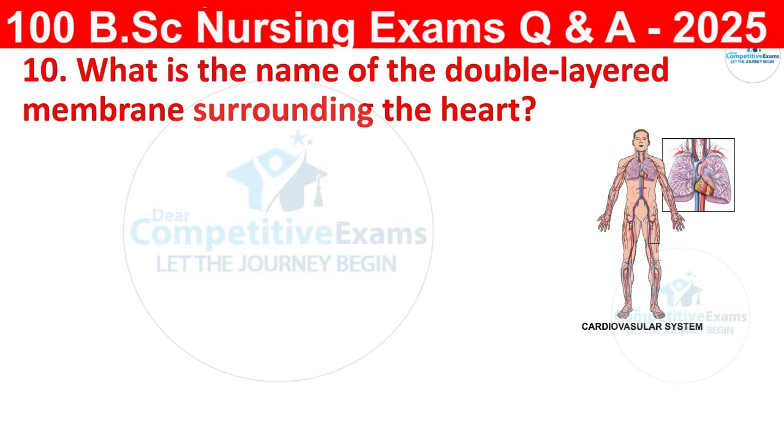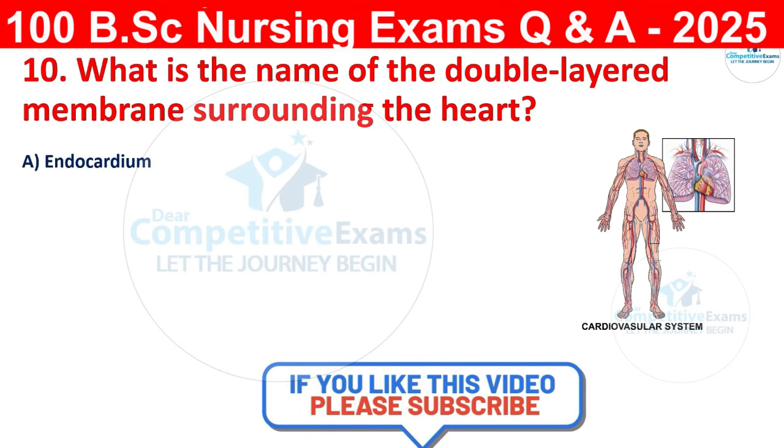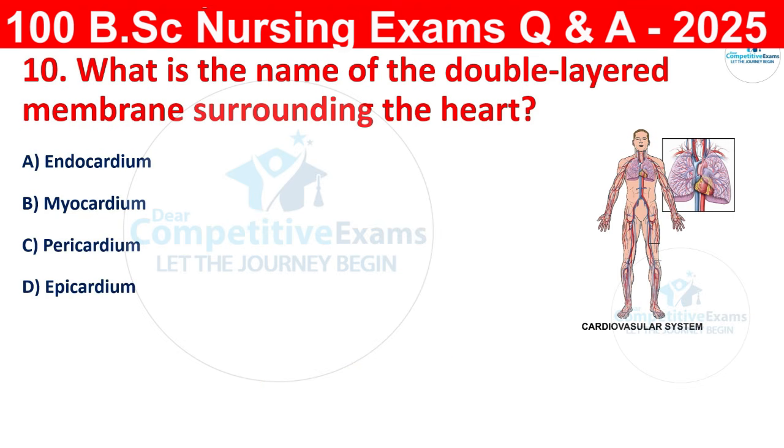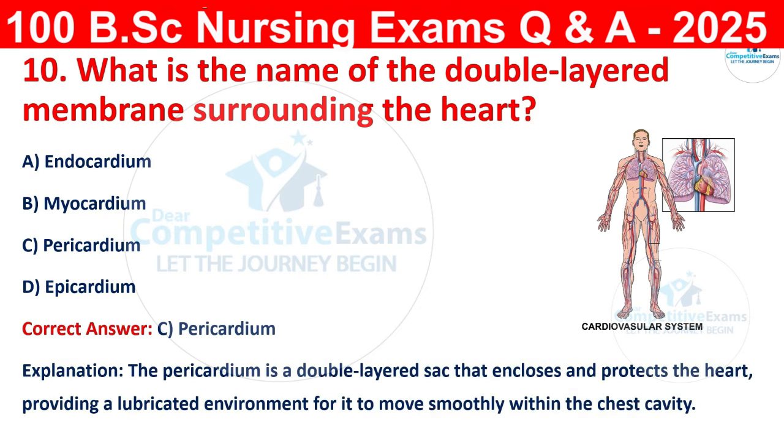Question number 10. What is the name of the double-layered membrane surrounding the heart? Your options are endocardium, myocardium, pericardium, or epicardium. The correct answer is C, that is pericardium. The pericardium is a double-layered sac that encloses and protects the heart, providing a lubricated environment for it to move smoothly within the chest cavity.